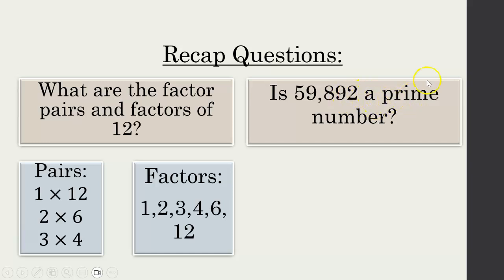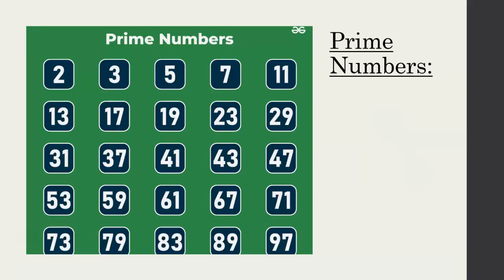So, is 59,892 a prime number? Now, you're probably thinking, how would I check that? Remember, a prime number is a number that can only be divided by itself and 1. What does that actually mean? Well, if you go back to this list here, notice all these numbers are odd. Exception for 2, but all these numbers are odd. What do I mean by odd? They can't be divided by 2. How do I know they're odd?